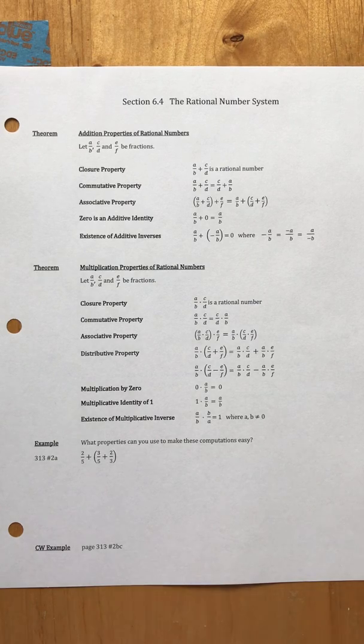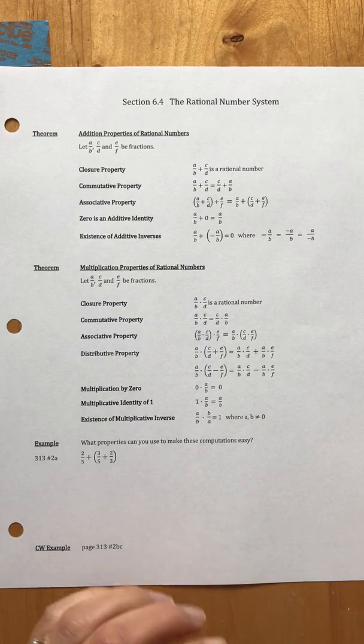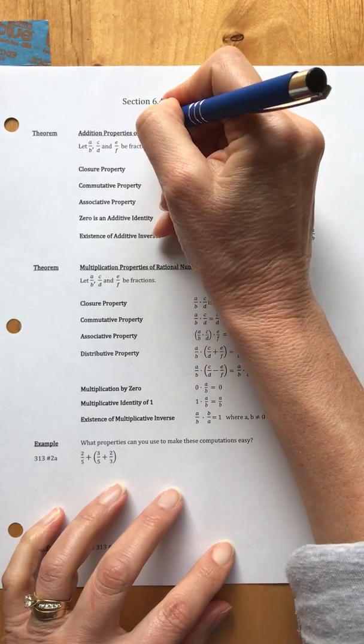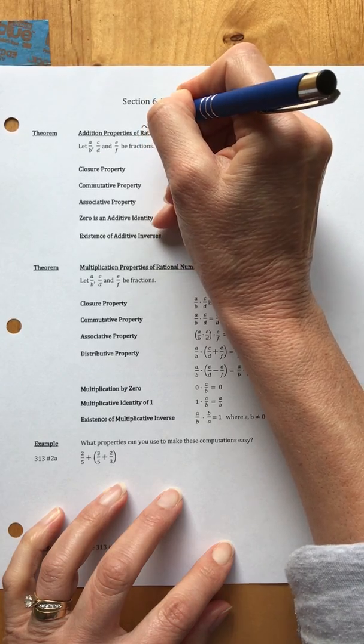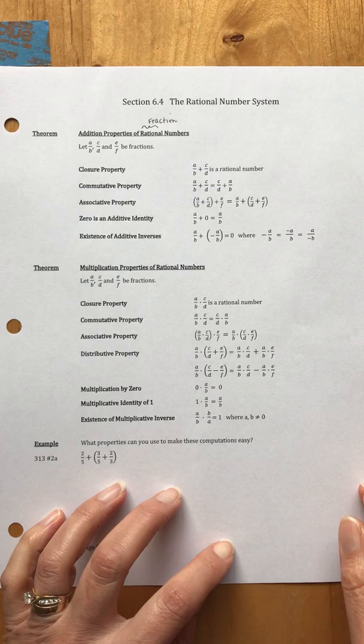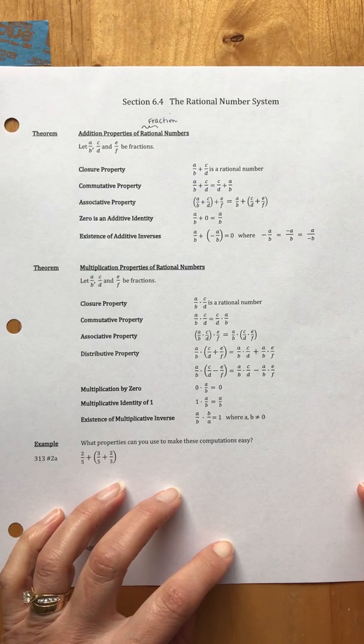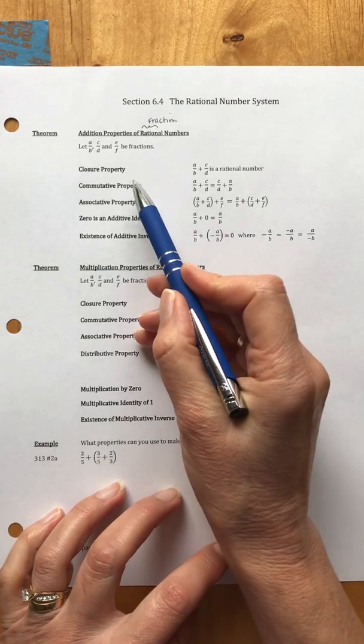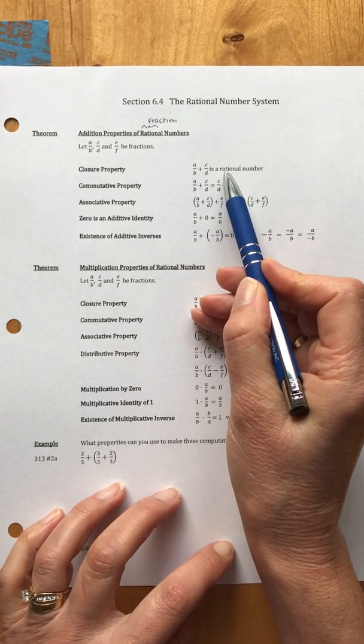This is section 6.4, page 1 on the rational number system. Remember, rational is just a fancy word for fraction. Okay, so basically we're being told that all these properties we've been talking about in the past we have for fractions. So if we add two fractions, we still get a fraction.